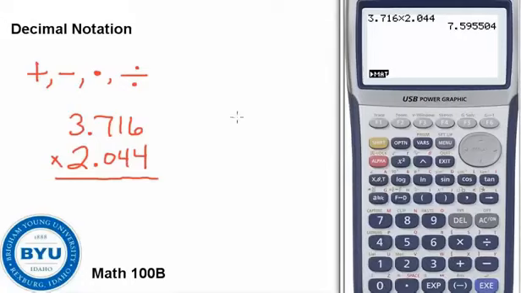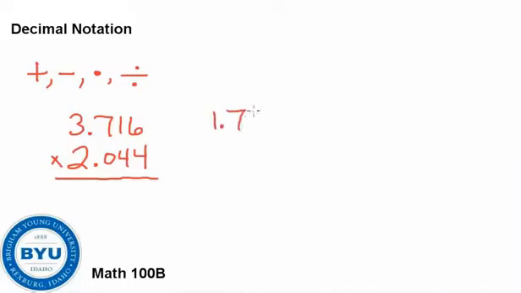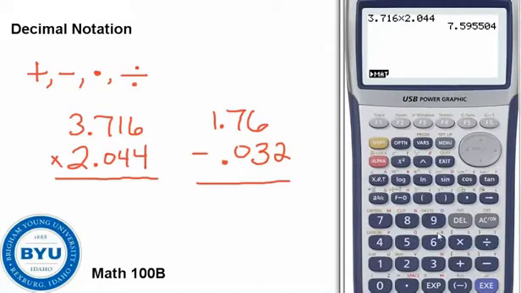Let's try another one. What about 1.76 minus 0.032? Well, to do this problem, we can do it simply in the calculator. I would just do 1.76 minus 0.032. Push the enter button, and we get our answer.